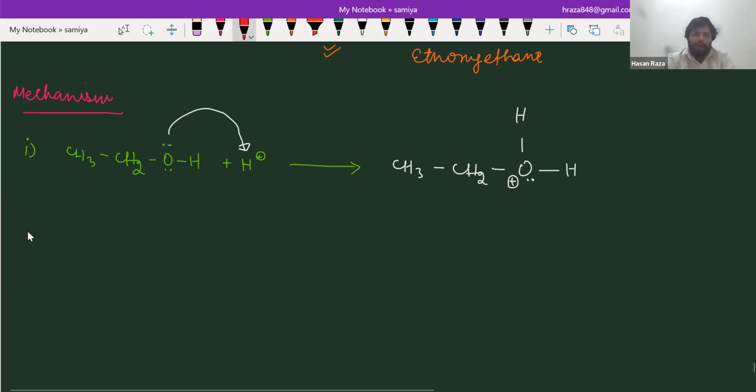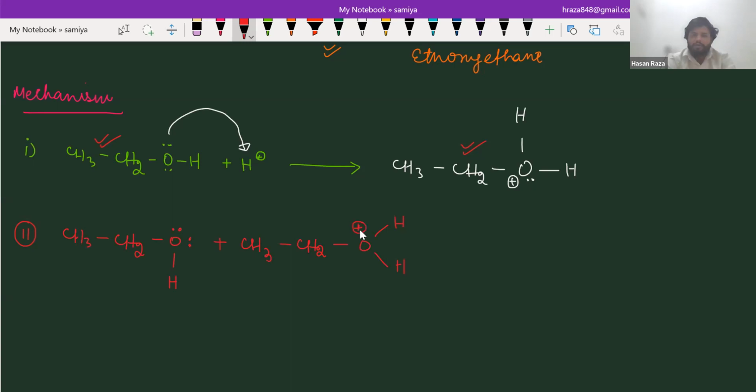Now see what will happen in the second step. It's very easy to understand. Again, this ethanol will react with this protonated alcohol. So I'm going to take this ethanol CH3CH2OH. You can see this is the OH. And this is CH3, this protonated alcohol, CH2, and O with 2H, and on oxygen there is a positive charge.